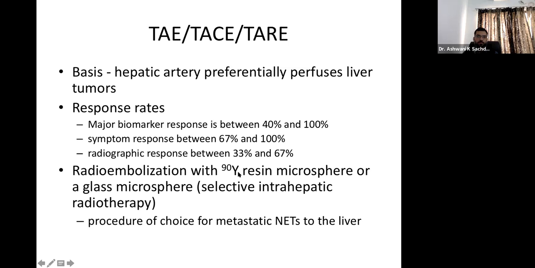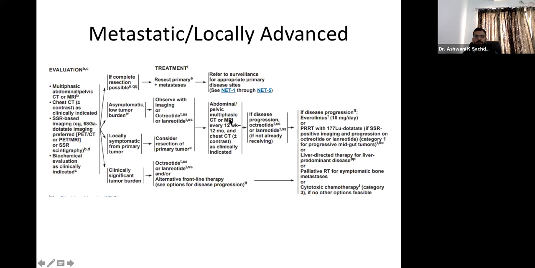Radioembolization with yttrium 90 resin microspheres or glass microspheres is now becoming the procedure of choice for metastatic NETs to the liver. So for metastatic disease, we evaluate with CT, MRI, and somatostatin receptor based investigations. If complete resection is possible, then go for complete resection. And if it is asymptomatic with low tumor burden, then you can observe or give somatostatin analogs.